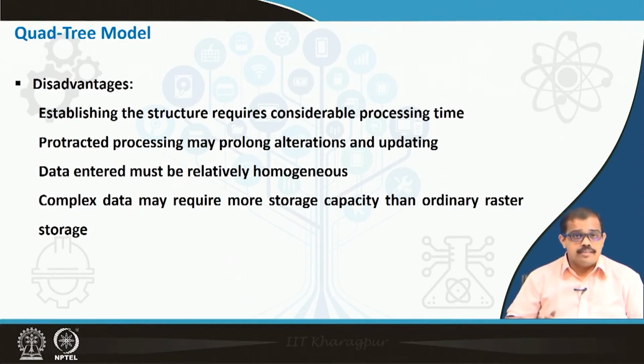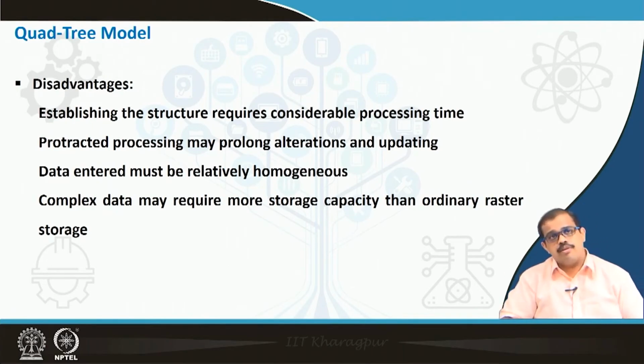Then you have complex data that may require more storage capacity than ordinary raster data. So, when the complexity of the raster data increases, you may need higher storage capacity, but the quad-tree model is always quite good at minimizing the storage requirement for the raster data to be stored.